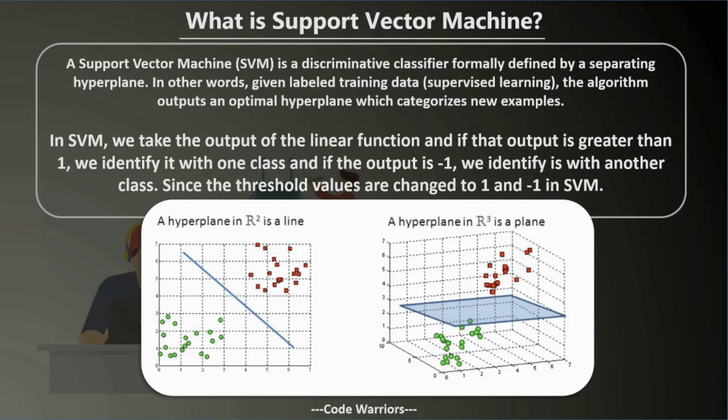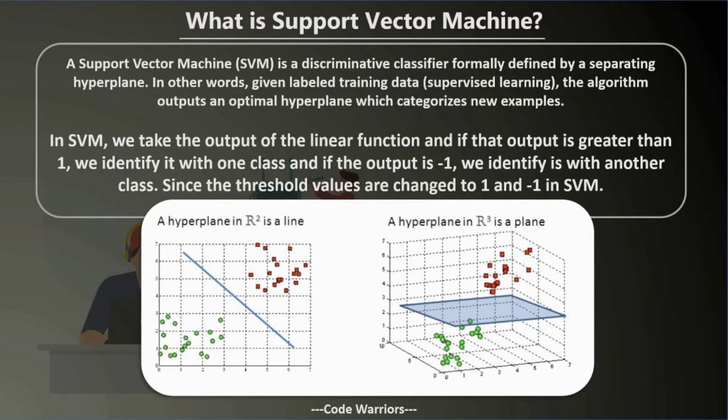As you remember, logistic regression works by trying to limit or threshold the value between 0 and 1. But support vector machine takes the output of the linear function and converts it in such a way that if the output is more than 1, it will be identified as one class, and if the output is less than -1, then it will be treated as another class.